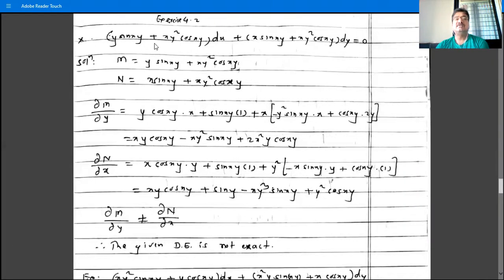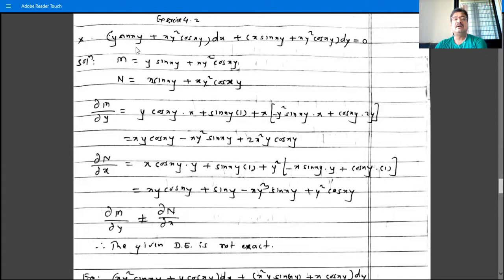y sin(xy) plus x y square cos(xy) dx plus x sin(xy) plus x y square cos(xy) dy is equal to 0. And the question is: determine whether this differential equation is exact. If yes, then find its solution.